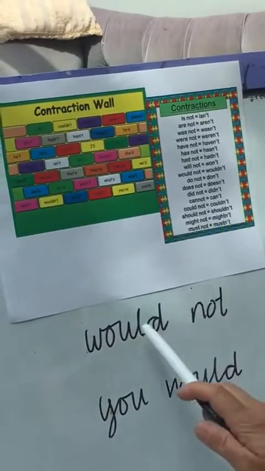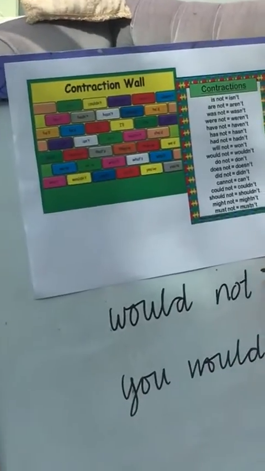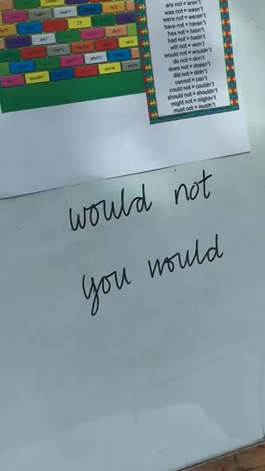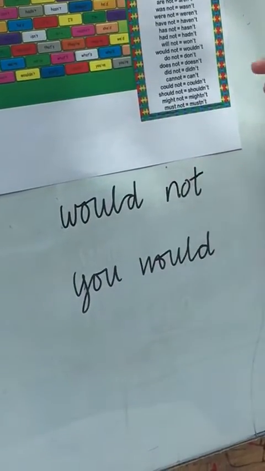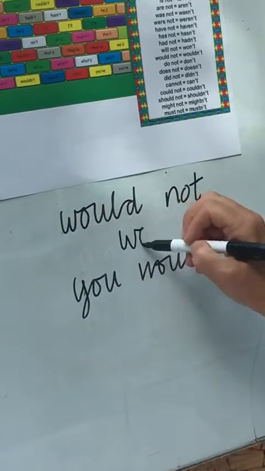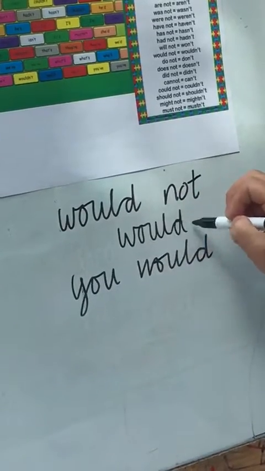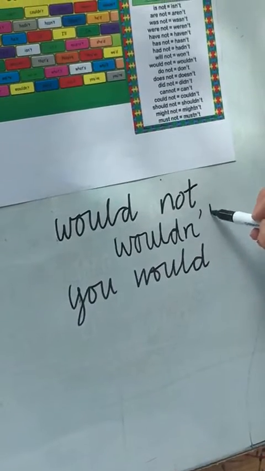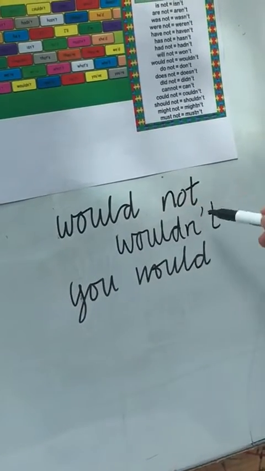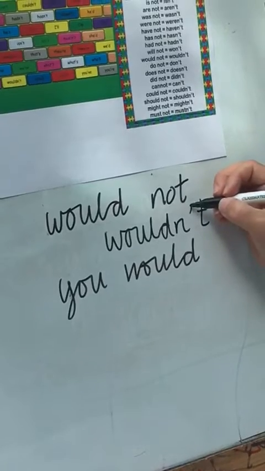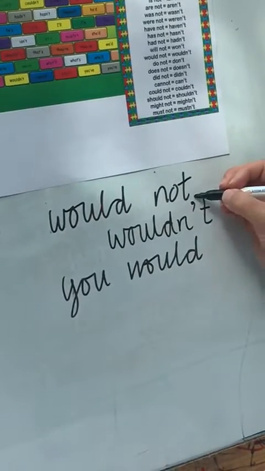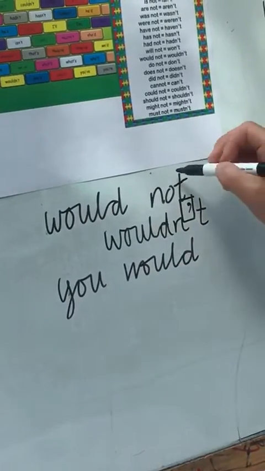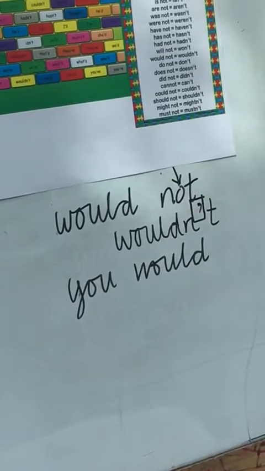So for example, the words would not, I would not think of doing that. I could write wouldn't instead. So the first word remains unchanged, would, and then I take the N and the T, and you can see that my apostrophe that floats up in the air is there in place of the O.